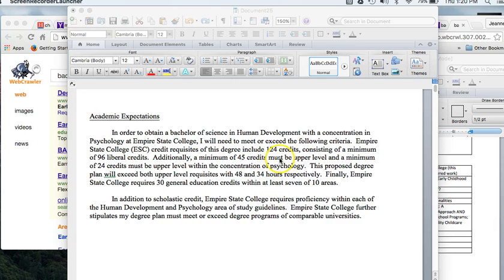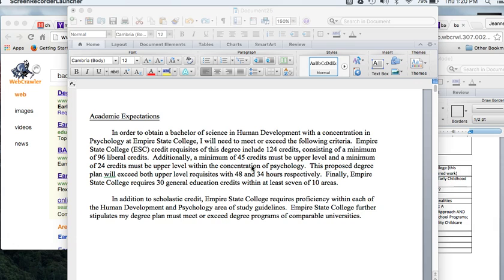So your requirements are 124 credits, the 96 liberal studies for a Bachelor of Arts, the 64 liberal studies for a Bachelor of Science. You have to have 45 upper level credits for a bachelor's and a minimum of 24 upper level in your concentration. And I say minimum, that means you're minimally meeting it, and I would want to go beyond minimum if I were you, and you could.